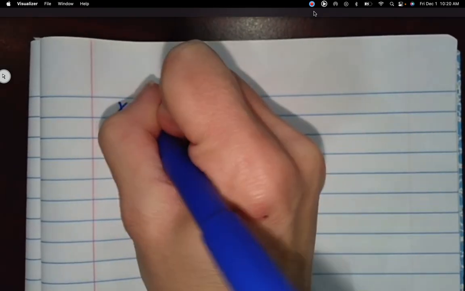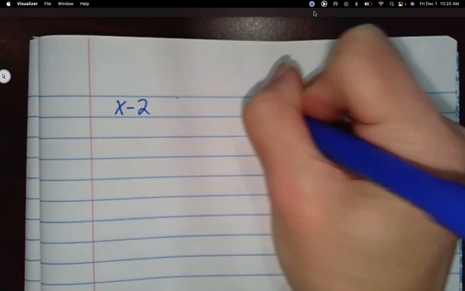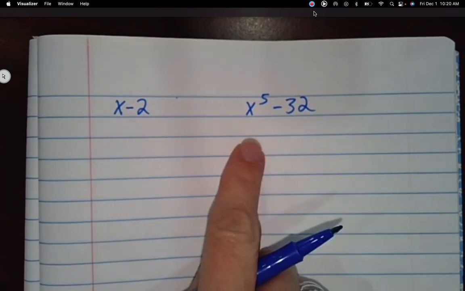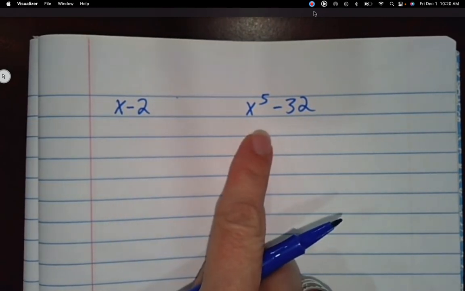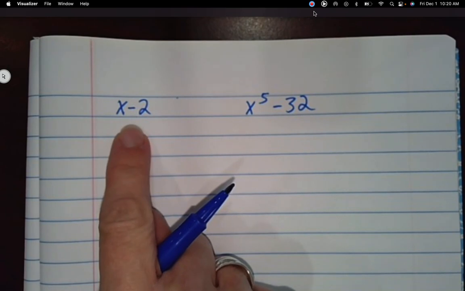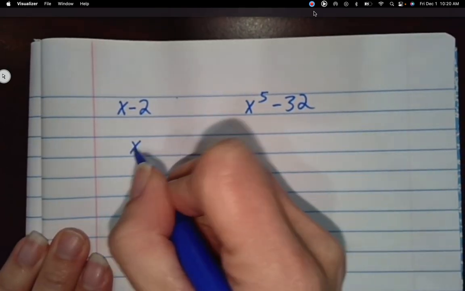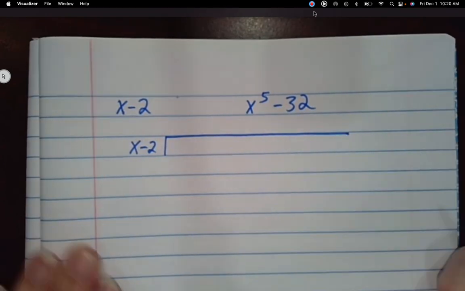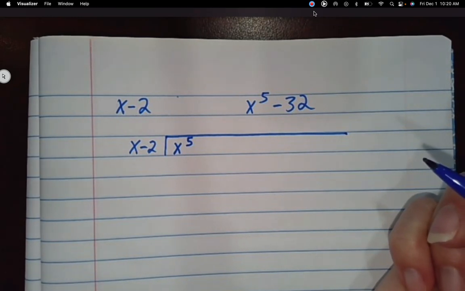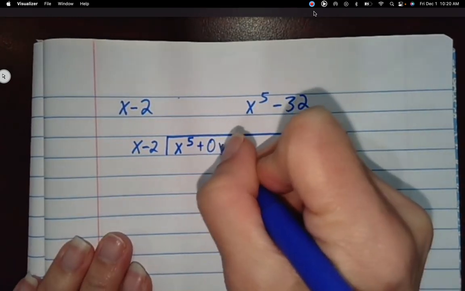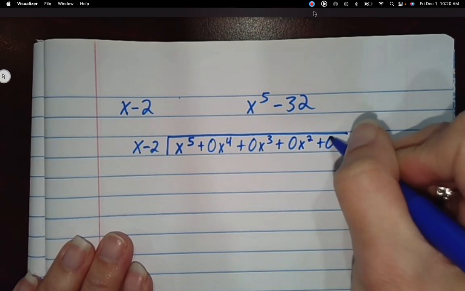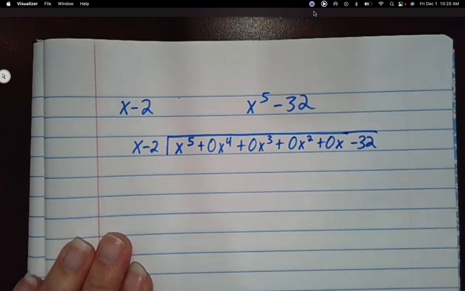Okay, I've got this problem. Is x minus 2 a factor of this? So we're going to divide this by this. Guess what? I have an x to the 5th. Guess what I'm missing? All of them. So I'm going to put a lot of zeros. But at least on this one, I don't have to put anything, okay? So I've got my x minus 2. Now we've got x to the 5th. And look, you can put a plus or a minus. It doesn't matter because it's all 0. But I'll put a plus sign. No x to the 4th. I have no x to the 3rd. I have no x squared. And I have no x. Is everybody okay with that?